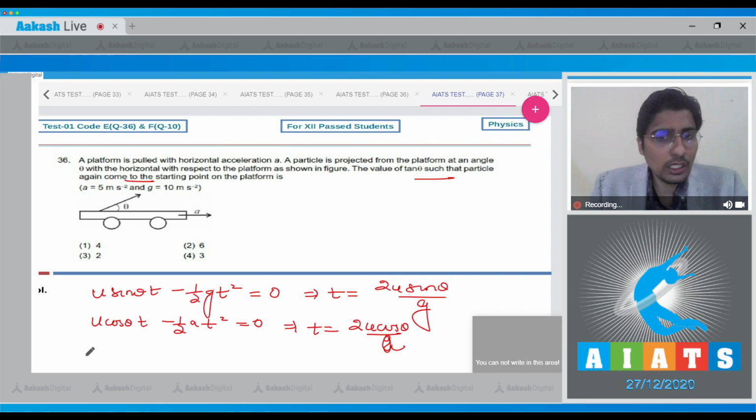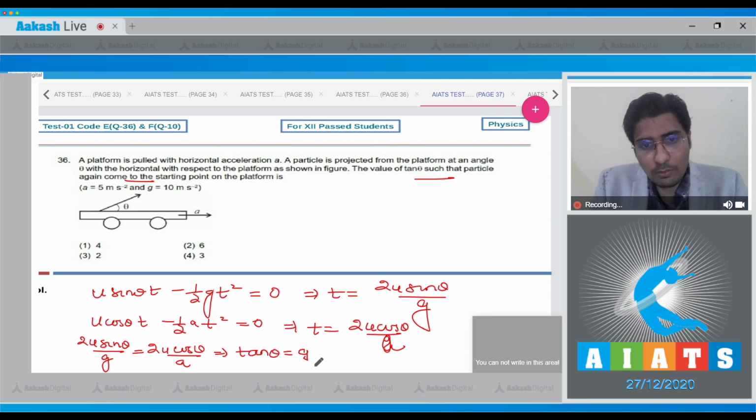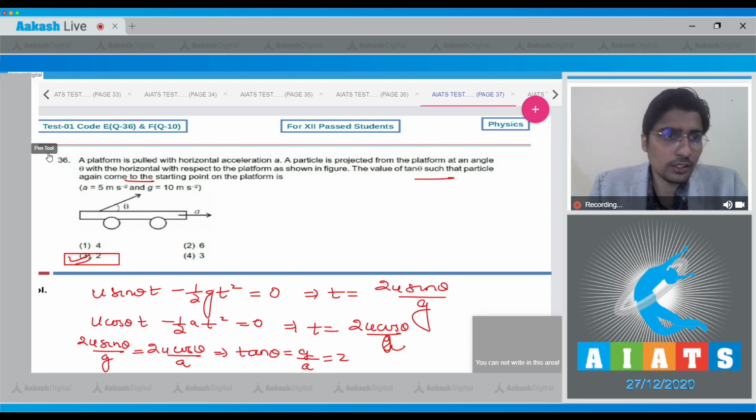Now these two should be equal, so we can write that 2u sin theta by g will be equal to 2u cos theta by a, giving a value that tan theta should be equal to g by a, equal to 2. And hence for this question the correct answer, dear student, should be option number 3.